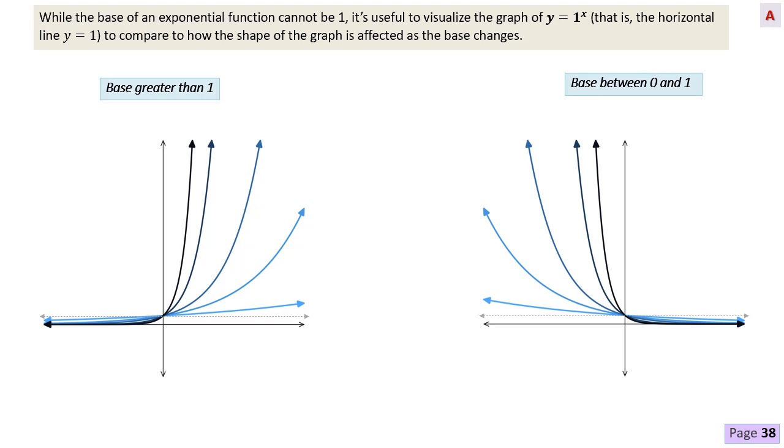Keeping in mind that the base of an exponential function cannot be negative, 0, or 1, let's look at the different exponential functions in the cases where the base is greater than 1 and when the base is between 0 and 1.